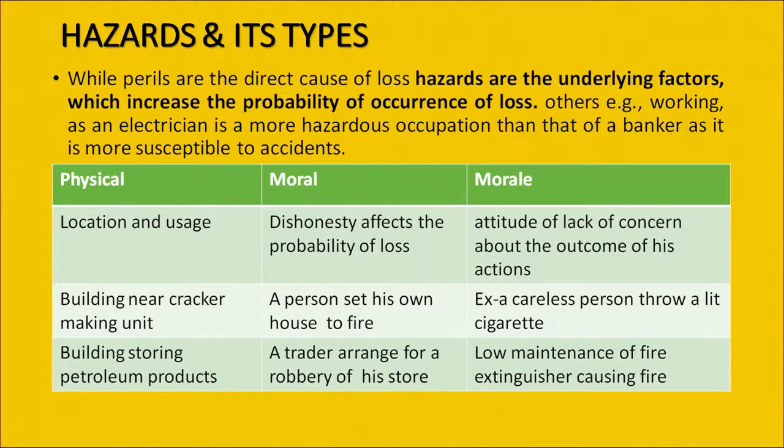So when I say hazard, it is basically a situation or an underlying factor which is increasing the probability of occurrence of loss. So if I have to compare peril and hazard, I can give an example saying that smoking is a hazard which leads to cancer or a lung infection, which is the resultant peril. So let us discuss some of the physical, moral and morale hazards. A physical hazard could be something like storing an inflammable material or a petroleum product in the premises of a cracker making unit, which can lead to some explosion or fire accident in that place.